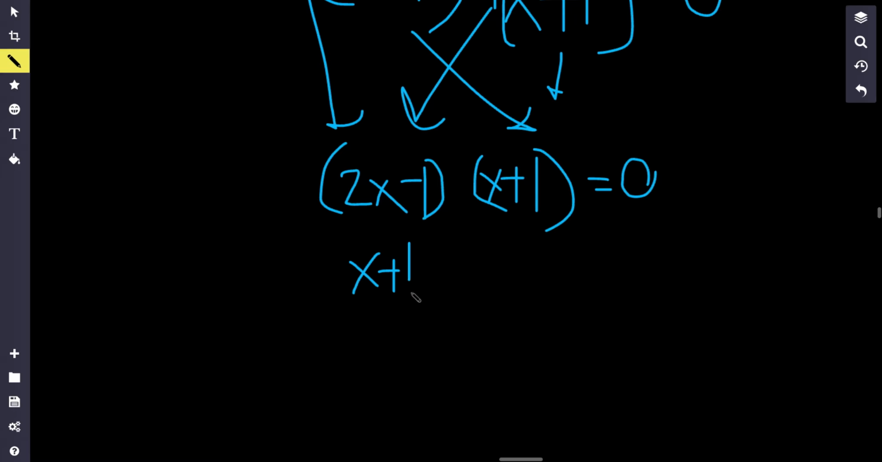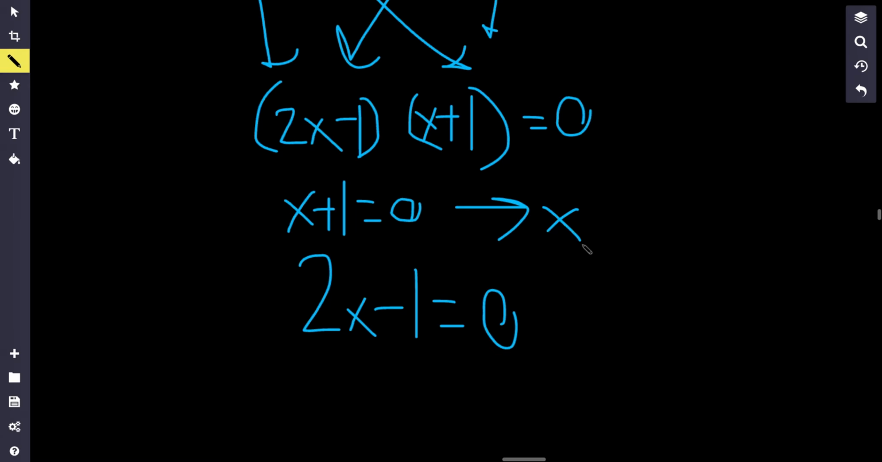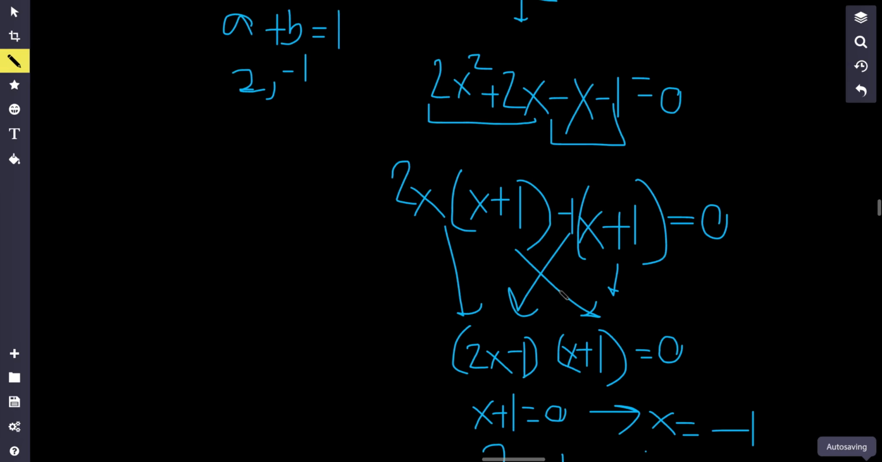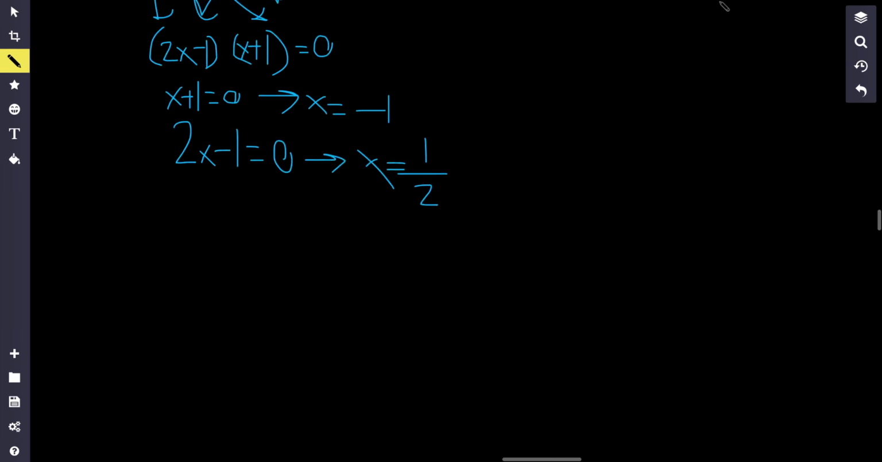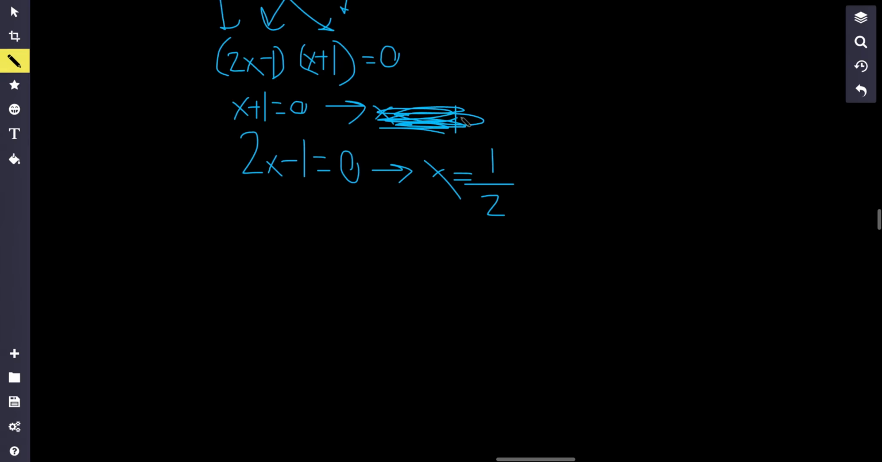And either x plus 1 is equal to 0 or 2x minus 1 is equal to 0. Now, the solutions that I get are either x is equal to -1 or x is equal to 1/2. Now, remember in the beginning, I said how x cannot be equal to -1, which means that this isn't a solution. This is something known as an extraneous solution. So my final answer is x is equal to 1/2. That's going to be my answer.